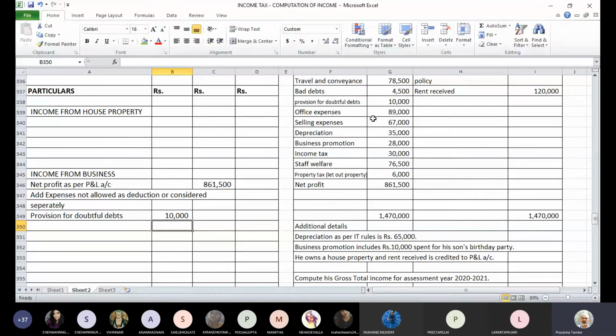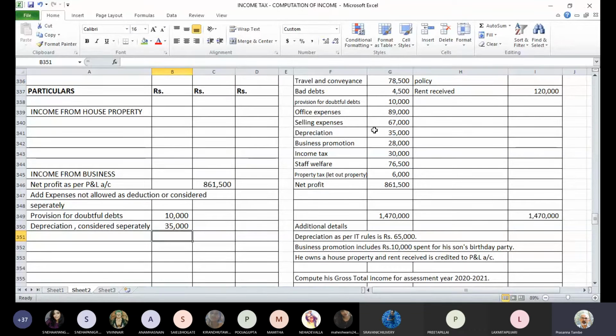Next is depreciation. It says 35,000 is debited to P&L account, but as per IT rules, the assessee can claim depreciation of 65,000. So we will add back depreciation, saying that depreciation 35,000 is considered separately. So we are adding back 35,000. When we go to deductions, we will claim a deduction for 65,000.